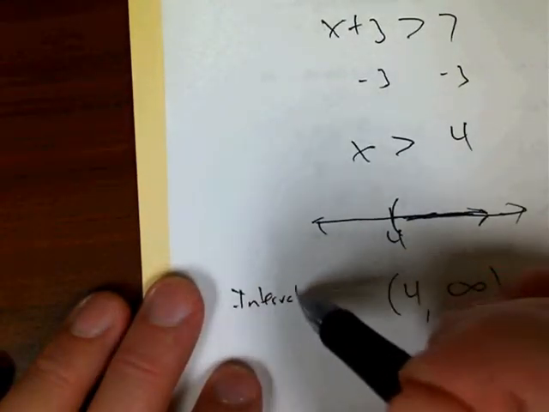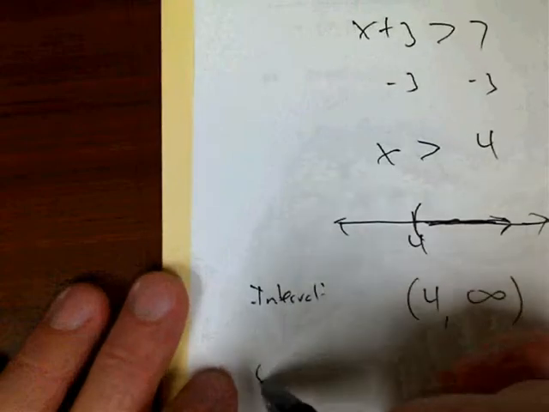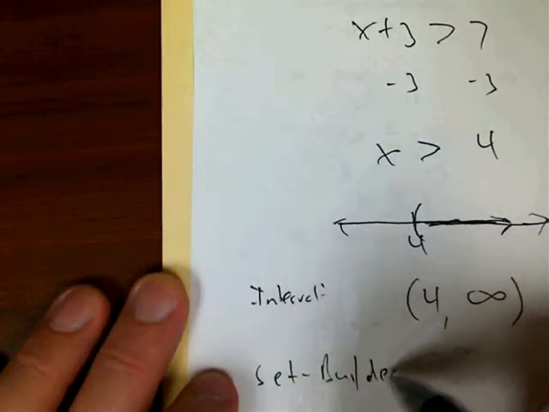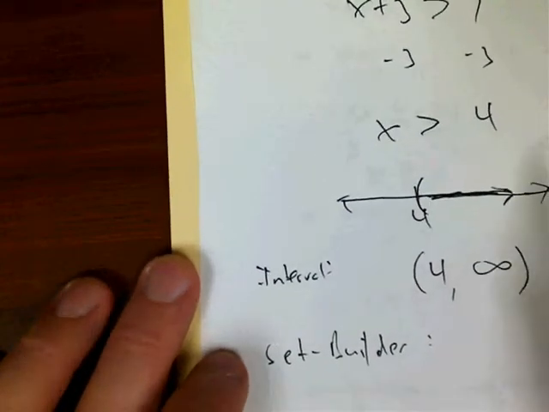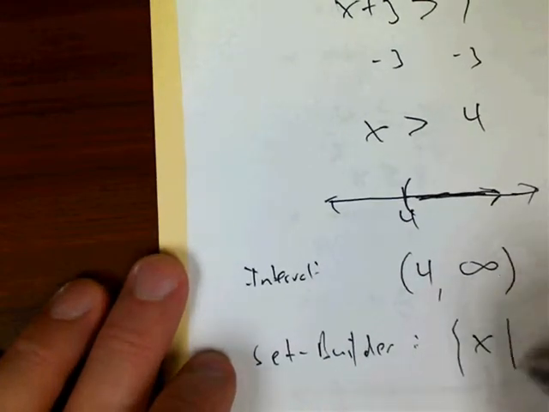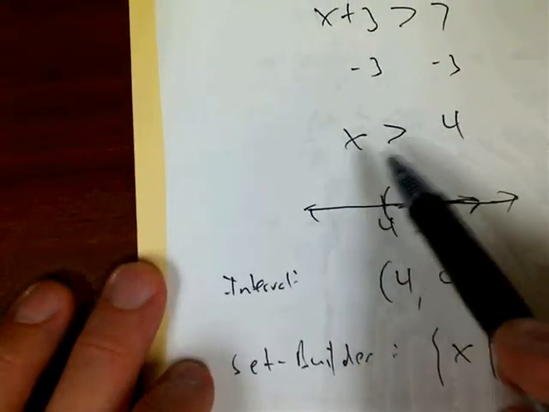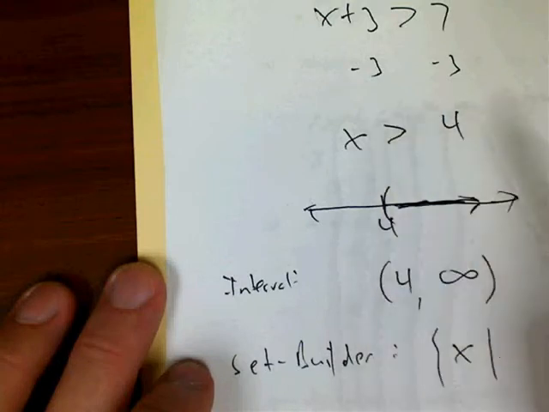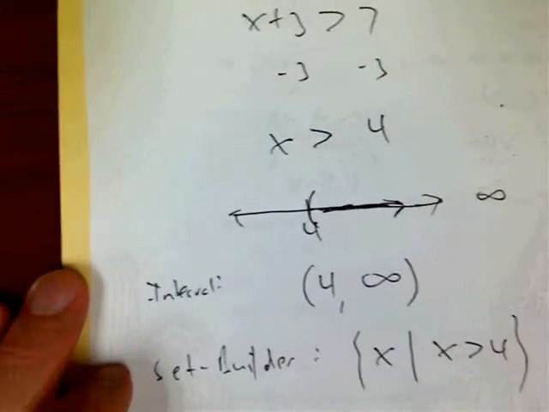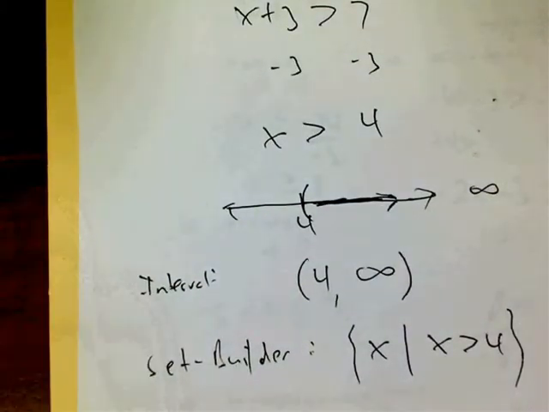Now set builder is actually a little bit easier. Because our set builder is just braces, variable, call it x, a line for such that, and then we're going to just put this answer as our property, x greater than 4, and close it off with the second part of set braces. That's called set builder notation. In other classes you might have a little bit more, but for this class we're just going to write it like this. So let's do a few more.